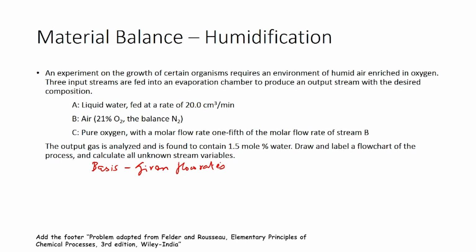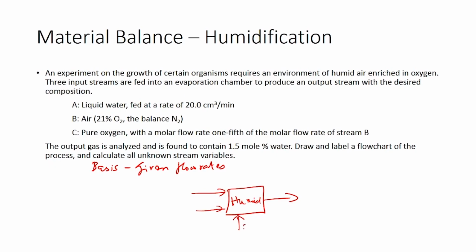Now, let us try and draw a flow chart for this system. So, this is a humidifier which has 3 input streams and 1 output stream. You have the liquid water entering at 20 cm³ per minute, and you have oxygen entering the system as pure oxygen, and you have air entering the system containing 0.21 moles of oxygen per mole, and nitrogen is 0.79 moles per mole.